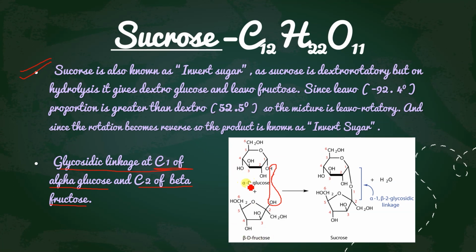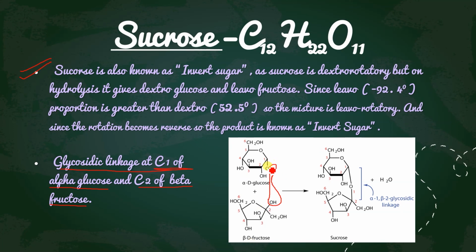How did I say this is alpha glucose? See, this is the pyran structure, which resembles glucose, and this is the furan, a 5-membered ring, so fructose. Why is it alpha? Because the first carbon OH group is inside, and in the Haworth structure it is downside, isn't it? And why beta? Because in the Haworth structure it is upside, outside. So that's why it is beta. I think you got it.